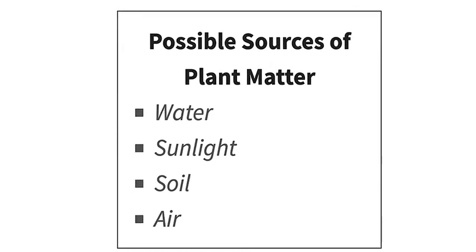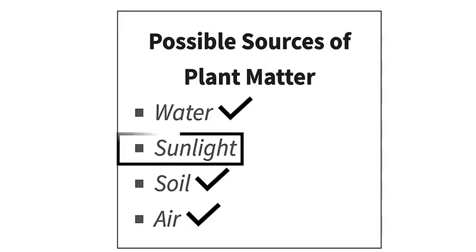Let's think. Sources of plant matter must also be made of matter. Water and soil are made of matter, and we learned in our last module that air is made of matter too. But what about sunlight? Is it made of matter?